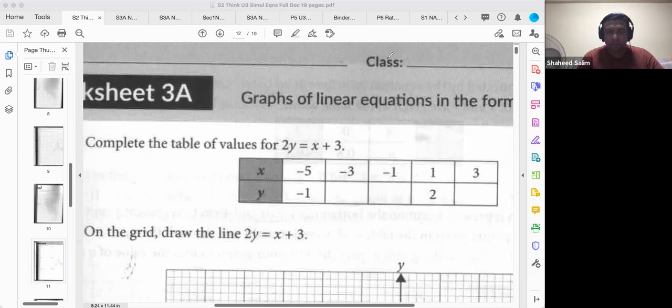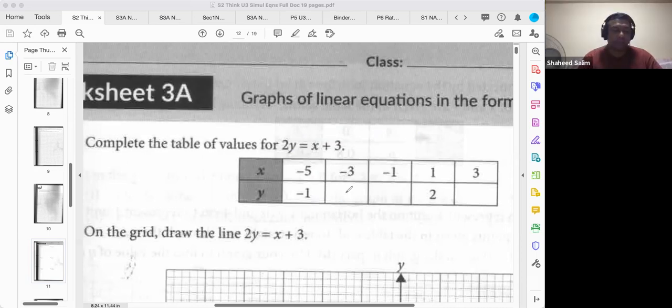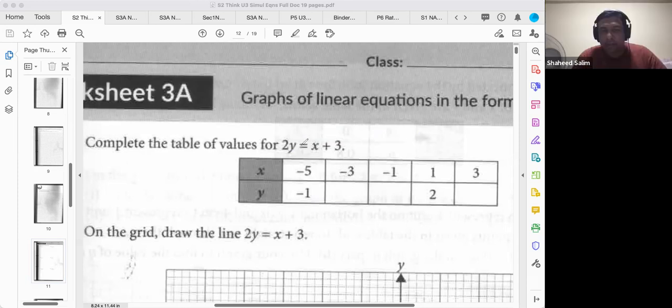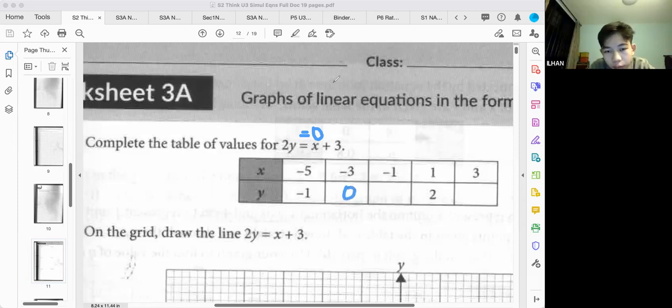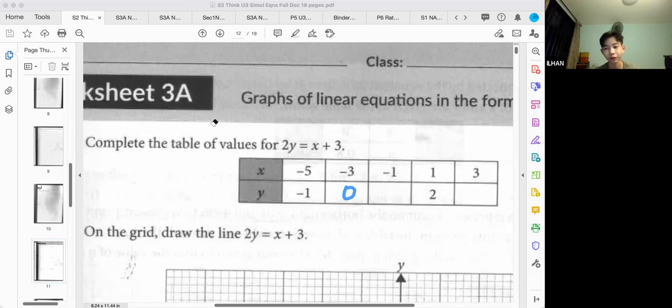What's your first one? When x is -3. X is -3, y is? Y is 1. Okay. So down here, -3 plus 3, you get 0, no? Correct. This is -3, this one plus 3. -3 plus 3 gets 0. So 2y equals 0. Y is also equals 0. 0 divided by 2 is 0. Agree? Correct?